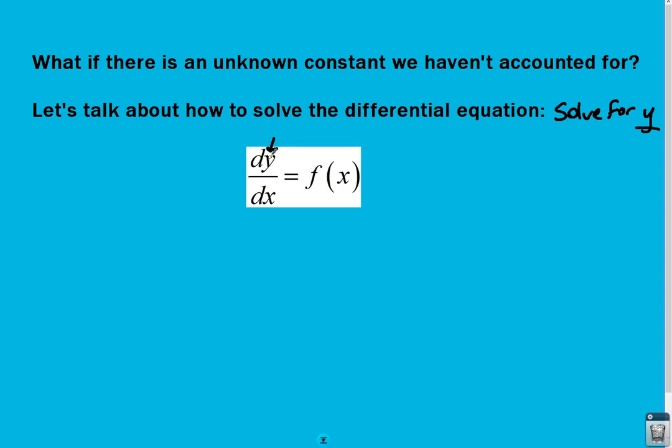So the first thing I need to do is get rid of the dx. So I can multiply both sides by dx. You had no idea you could do that? Hey guys, you can multiply by dx. So now I have dy is equal to f of x dx.